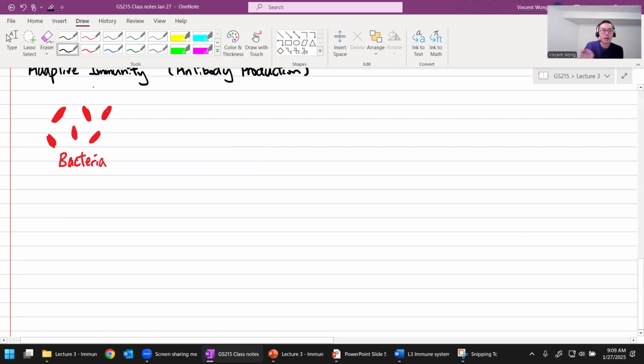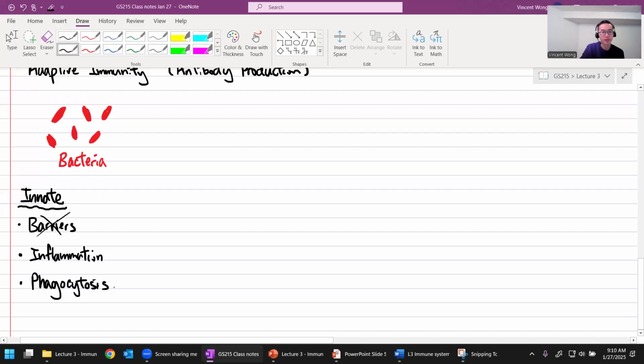Okay, so what happens if you have bacteria around? Well, remember your innate immunity, right? Innate, okay, you will try to keep them out. So the barriers, you try to keep them out, but it failed. Right? So what happens next? You might have some inflammation. Okay? And then you're gonna have phagocytosis, right?